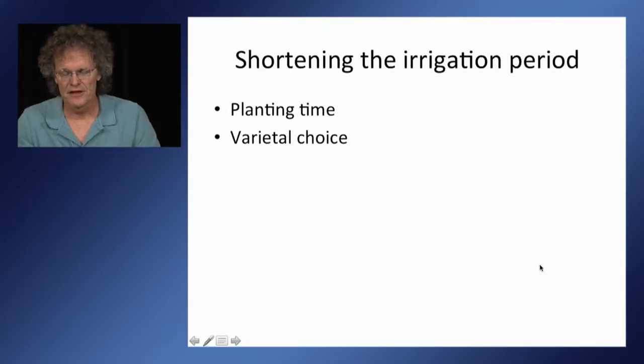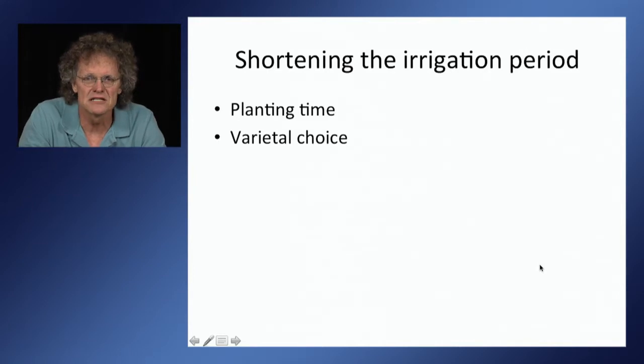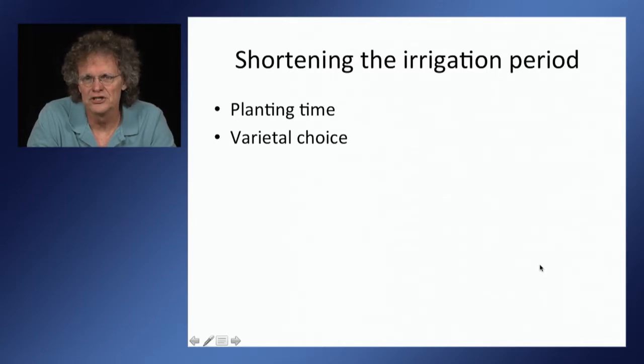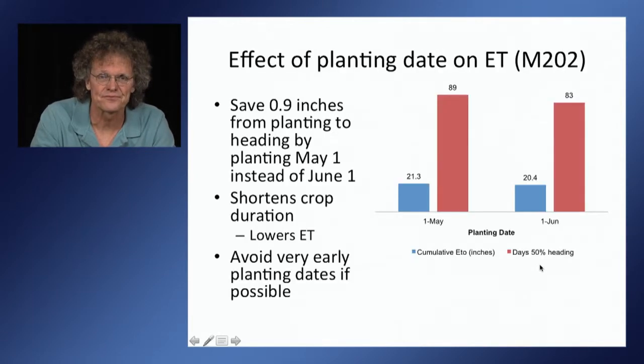However, there are some things that we can do, and I'm going to spend the rest of my time really talking about these things. And first is opportunities to shorten the irrigation period. By shortening the irrigation period, we have opportunities to reduce ET. We also have, as long as that field's flooded, percolation and seepage losses. So by shortening it, we're able to reduce all of those. A couple that I'm going to talk about is the effect of planting time and looking at varietal choice.